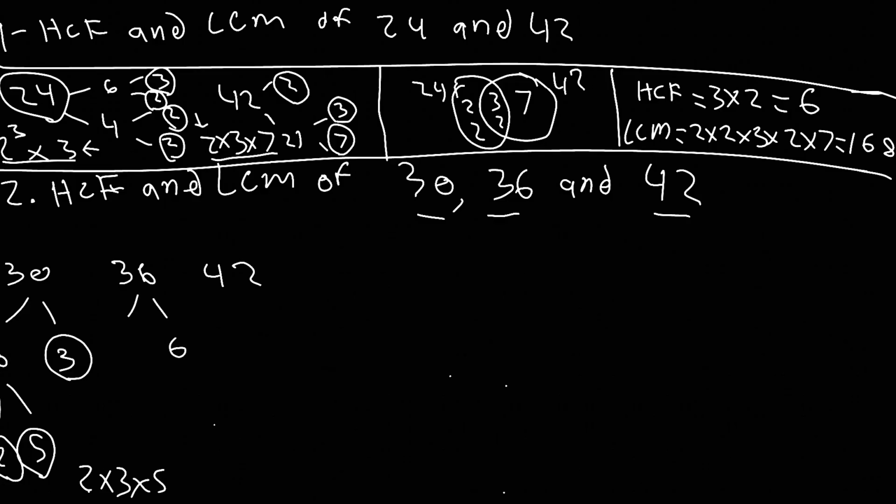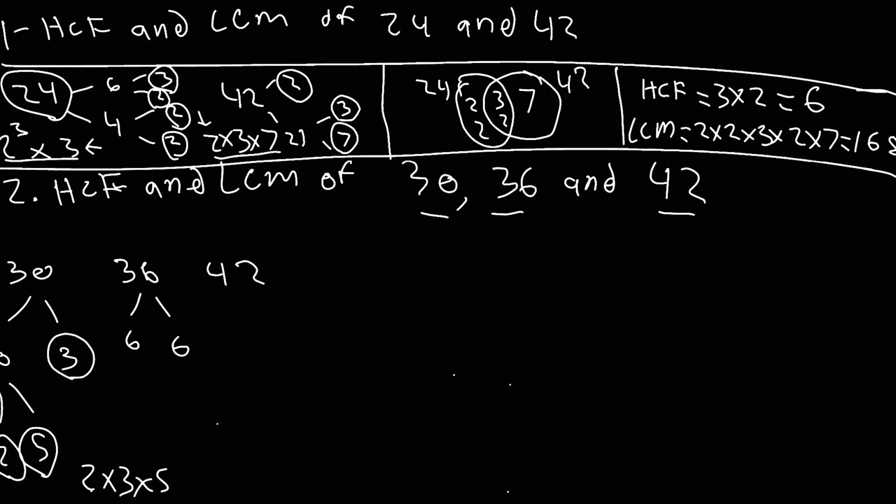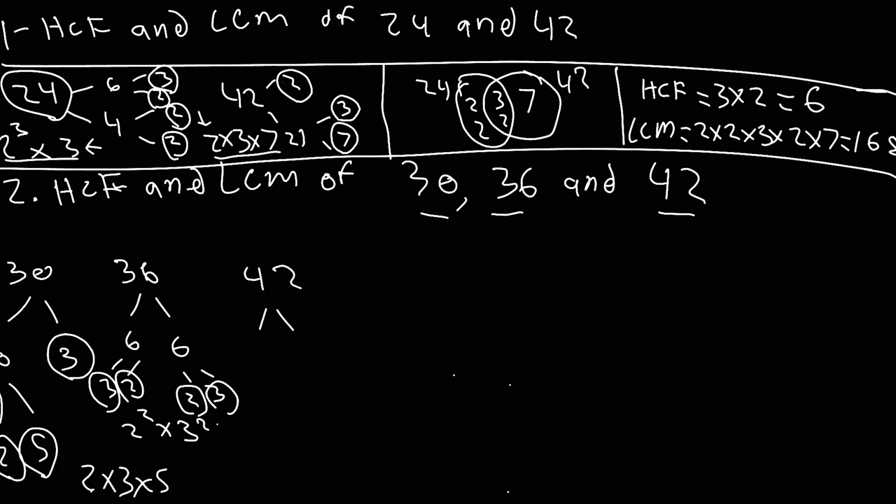36 can be split up into 6 times 6. No prime numbers yet. Both of these 6's can be split up into 3 and 2, 3 and 2, and all of these are prime numbers. So I have 2 squared times 3 squared. This 42 can be split up into 2 and 21. 2 over here is a prime number. 21 can be split up into 7 and 3. These are both prime numbers, so I have 2 times 3 times 7.